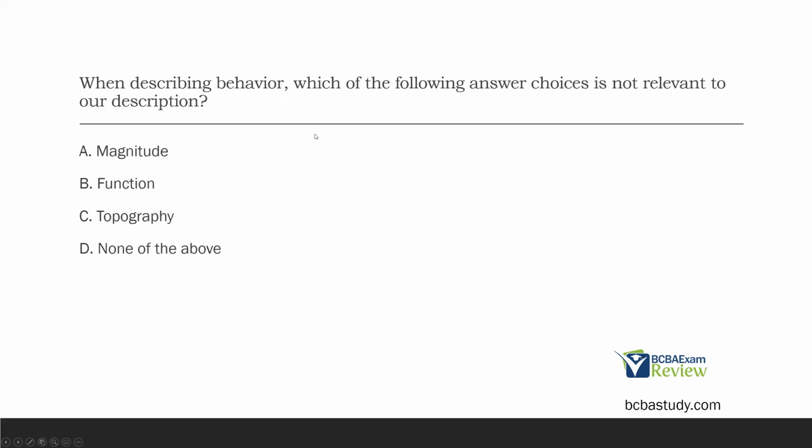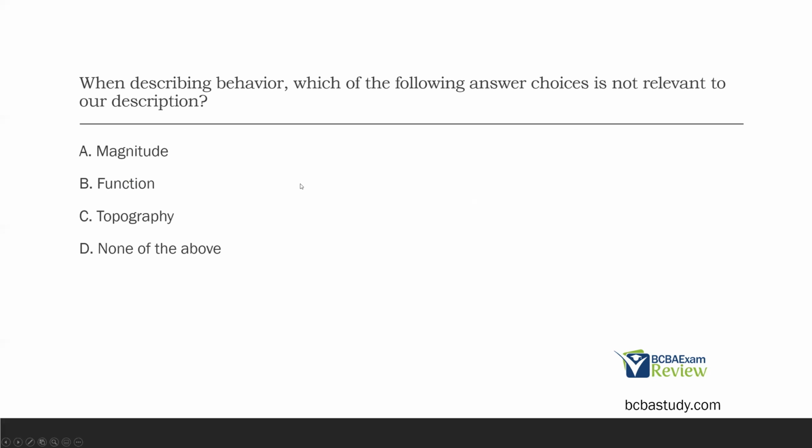When describing behavior, which of the following answer choices is not relevant to our description? All right. Describing behavior. We know what? We know it needs to be objective. It needs to be measurable. We want to know why it happens, what it looks like, maybe the intensity. All these things are important, right? So knowing that, now we're going to go to our answer choices and say, okay, which of the following is not relevant?